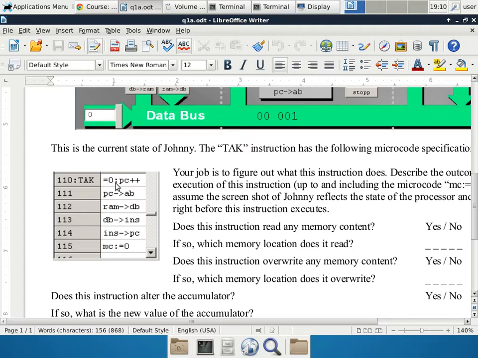I wrote it on the whiteboard. I wrote the instruction, I wrote the meaning of all the microcode on the whiteboard during the exam. So that means you don't even need to look up anything. It's on the whiteboard. Okay?